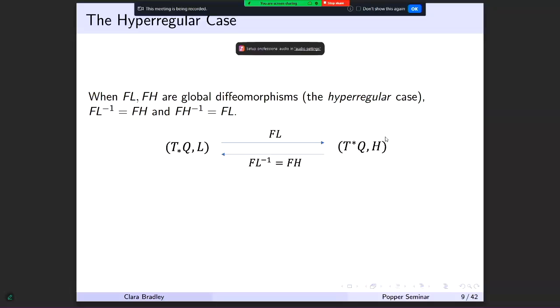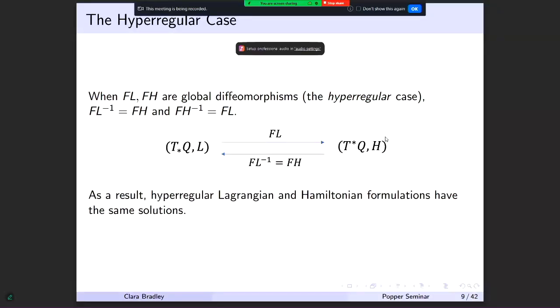It's sort of supposed to distinguish from the local diffeomorphism, but all that's important here is that in this sort of hyperregular case that we define it, we have this property that the Legendre transformation and the fiber derivative of the Hamiltonian are inverses of each other. And so like with our example, we can go over to the Hamiltonian side and do the translation on the way back, and we end up back where we started, and the other way around.